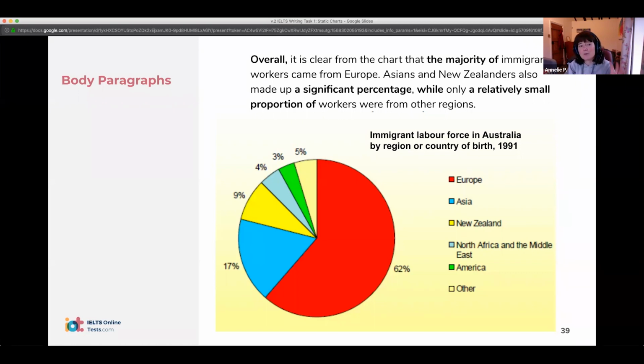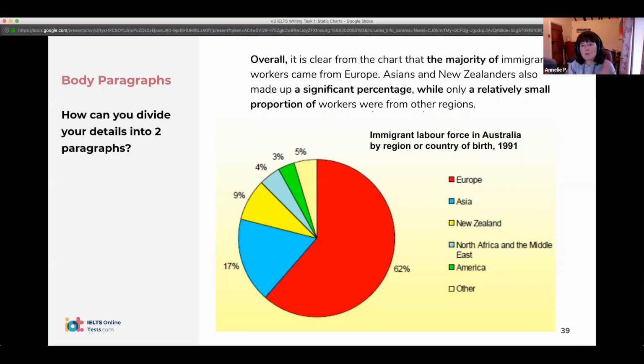So now we come to the body paragraphs. Actually, before we do that, just to go back to the overview, it's just a description of the trends, okay? There's no analysis, there's no opinion, there's no interpretation. You'll lose a lot of marks if you do that, okay? It's not a conclusion, it's an overview. Very, very different, okay? So just remember that it's still just a description in the overview.